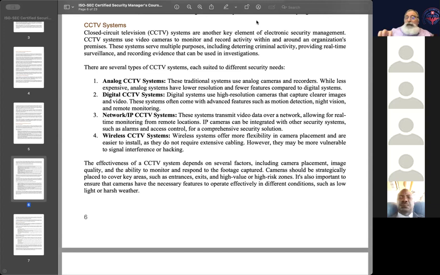You can put a small light in the booth of the security guard. You can do many things.